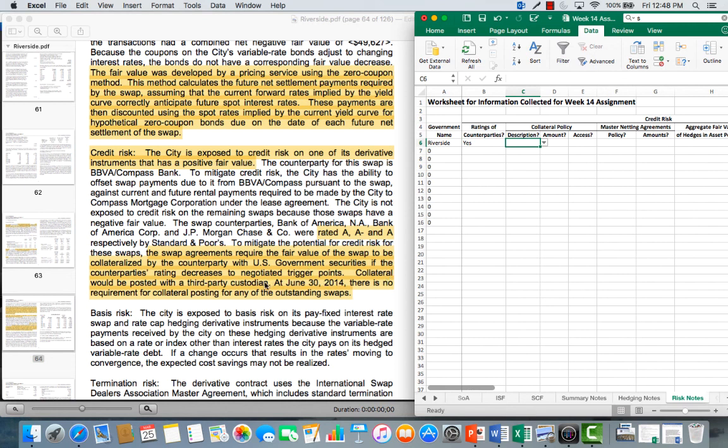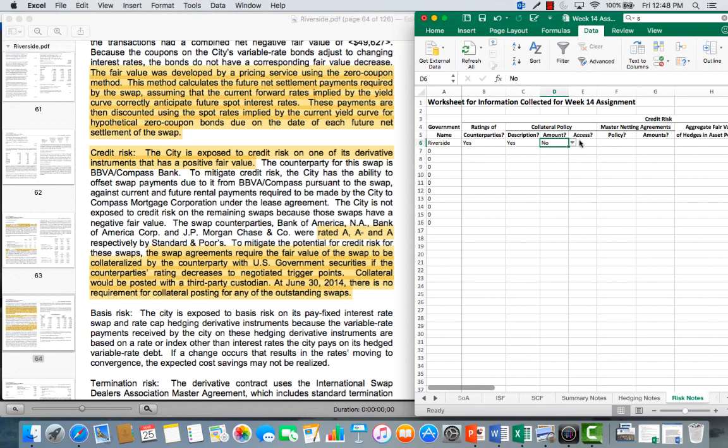It says here that the collateral will be posted with a third-party custodian. And it says, as of the end of the fiscal year, no requirement for posting collateral has been triggered. So they do have a description, yes. There's no amount because none has been posted.